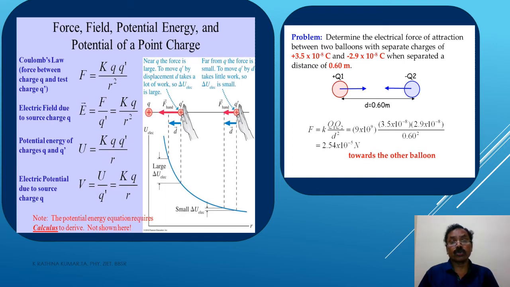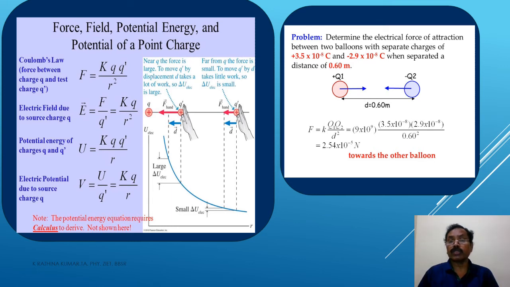Force is equal to k q dash by r square. Either may be a test charge, and the electric field will be the force per test charge q. The potential energy is equal to k q square by r, and V is equal to kq by r. That is the potential. This equation can be calculated easily from this diagram.